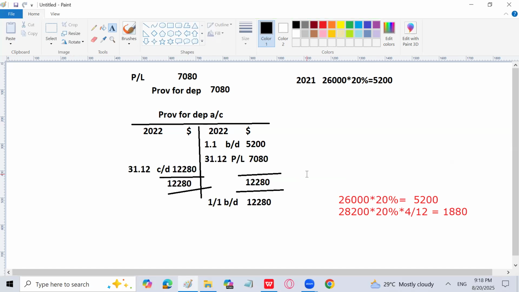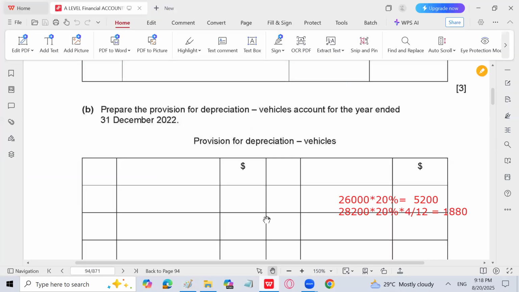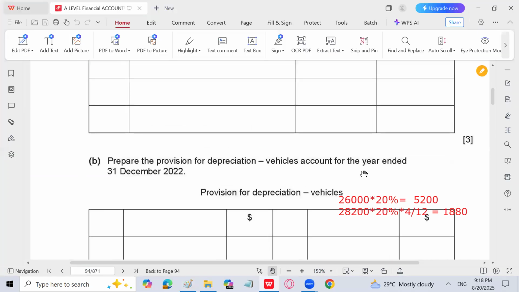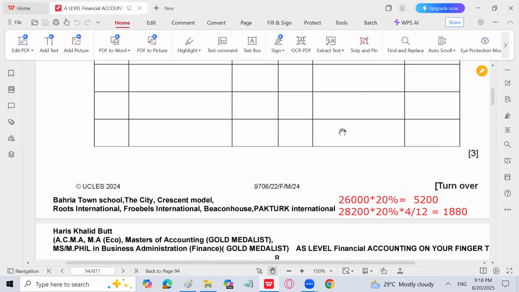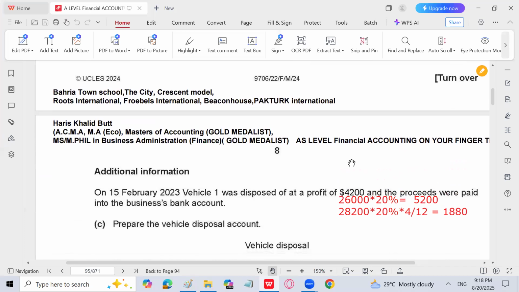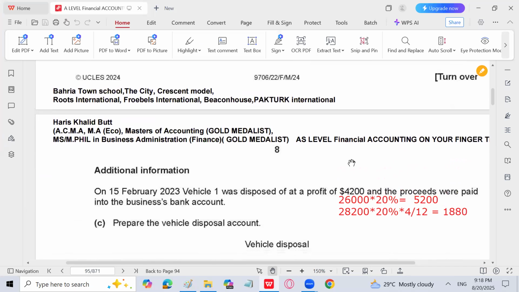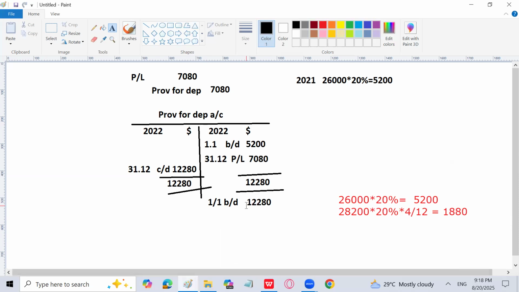We have passed the entry for depreciation charge for the year, and we have prepared the account of provision for depreciation account, but we have prepared only provision for 2022. Let's see how many marks. 3 marks for the entry and 3 marks for the account. But we have to remember this. We have to write the brought down also, because brought down has marks actually. So brought down is important.